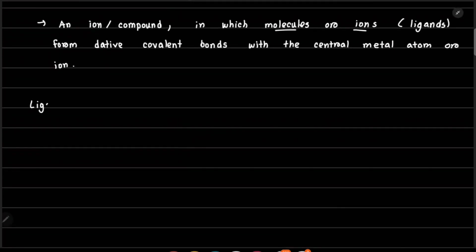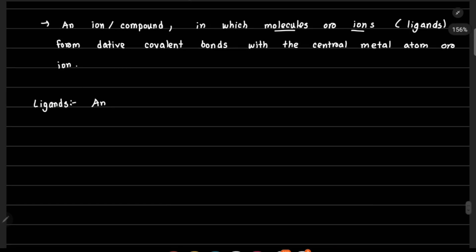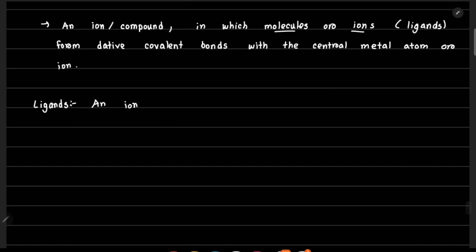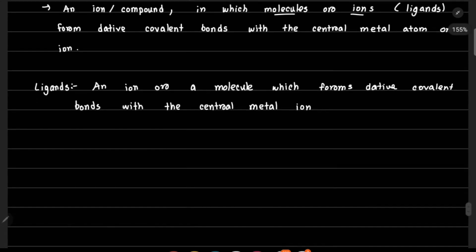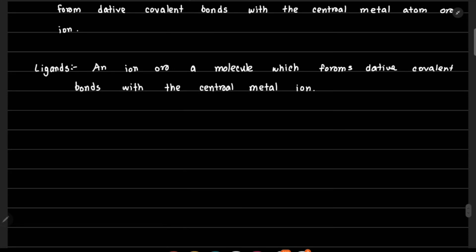Now we need to know what ligands are. Ligands are the ions, so it's an ion or compound or a molecule which forms a dative covalent bond with the central metal ion. A ligand cannot be positively charged, it can only be negatively charged or neutral. So we have to remember this specifically. You won't have questions directly about this, but you'll see that ligands cannot be positively charged ever.